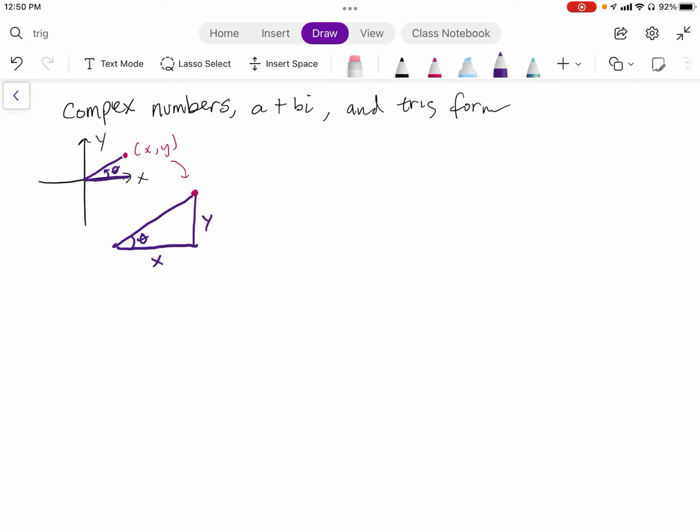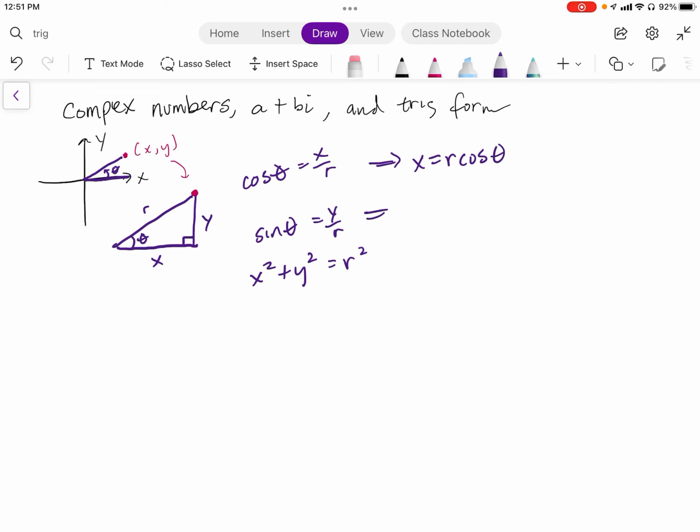So one thing was, we called the hypotenuse r, right? And we said, well, cosine theta equals x over r, and we knew sine theta was y over r. And then we also could say, well, we had a right triangle, x squared plus y squared equals r squared. Or you could manipulate this to say, x is r cosine theta, and y is r sine theta.